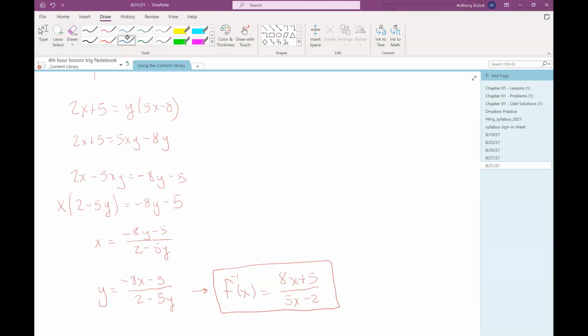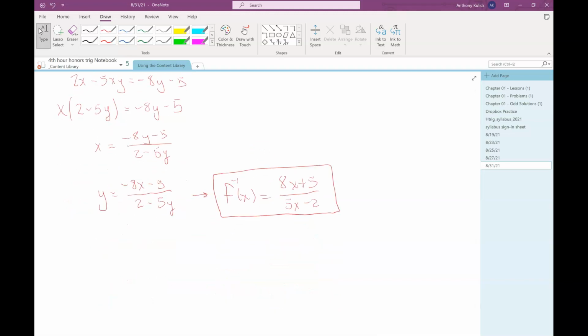Let's check that this is an inverse as well. Actually, we'll do just half of the check because this one is quite a bit more challenging and time-consuming. So let's just do this real quick. So here, I'm going to plug in f of x for x.